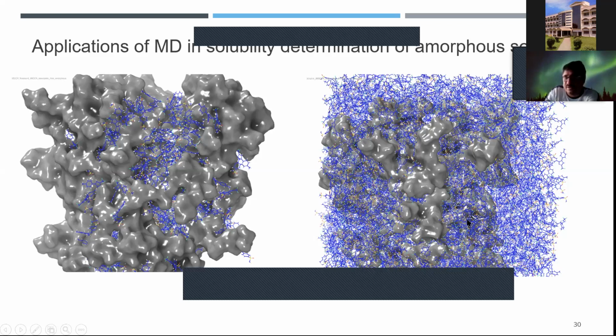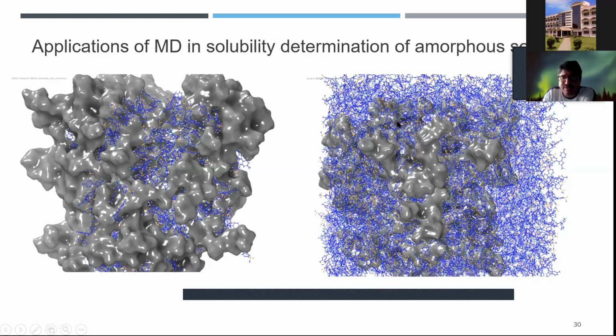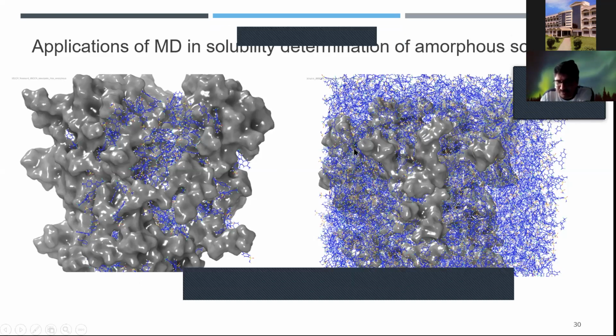So this is how we can apply molecular dynamics simulation to study different systems. You can even determine the interaction of nanoparticles with membranes, or do solubility parameter determination using MD simulation.